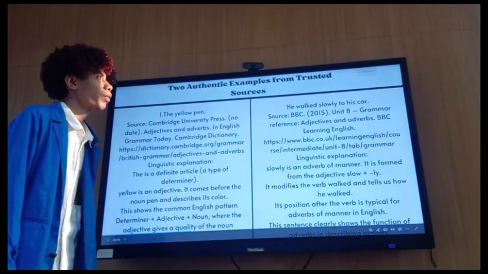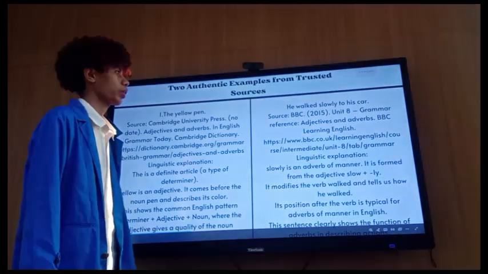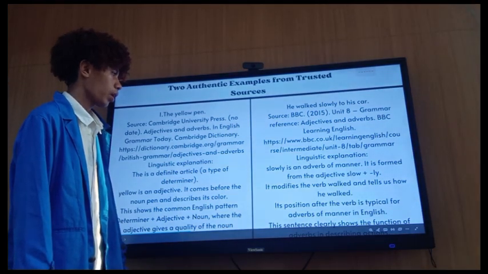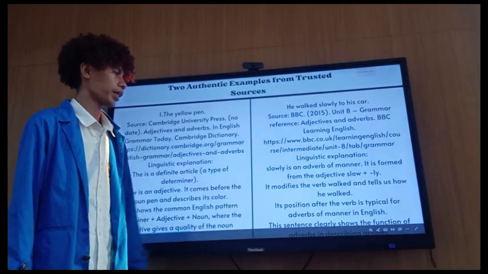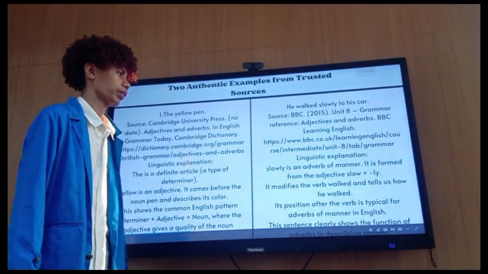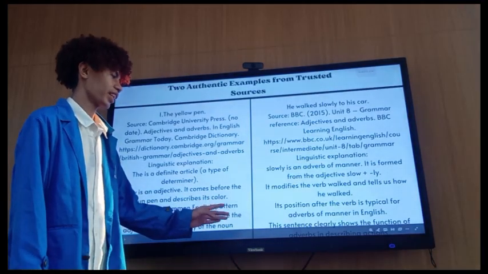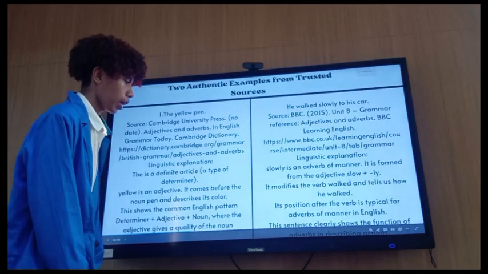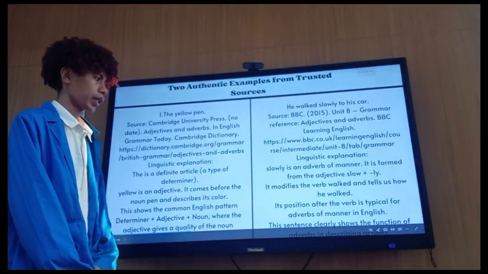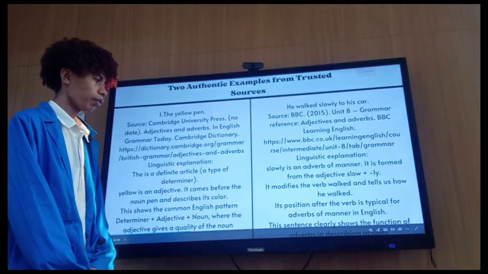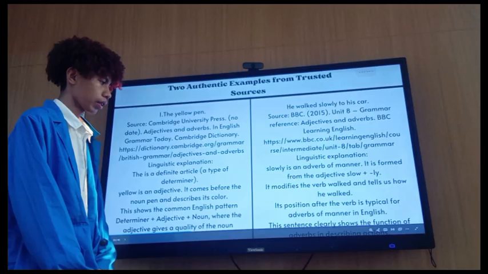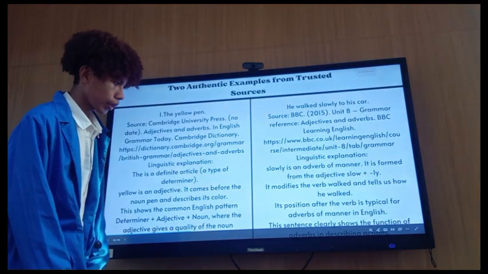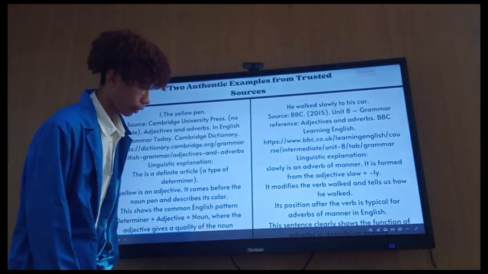He walked slowly to his car, source BBC. Slowly is an adverb of manner. It's formed from the adjective slow, and it modifies the verb walked and tells us how he walked. Its position after the verb is typical for an adverb of manner in English. The function of slowly is to describe the action.